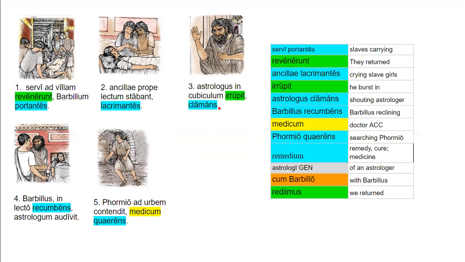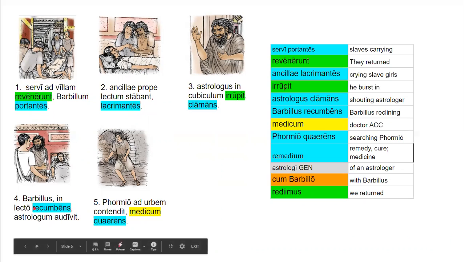All right, so notice that this clamans is describing astrologus. The astrologus is a second declension noun, and it is being described by this third declension verbal adjective. It's singular, just like over here. These are third declension endings modifying the second declension noun. So remember, we've learned this before, third declension adjectives can describe second declension nouns and vice versa.